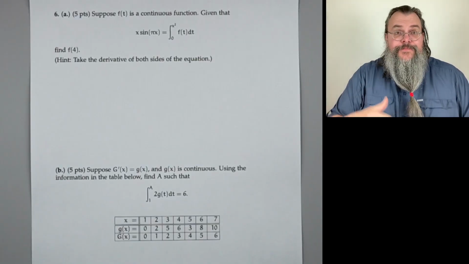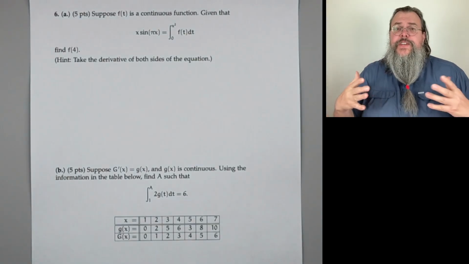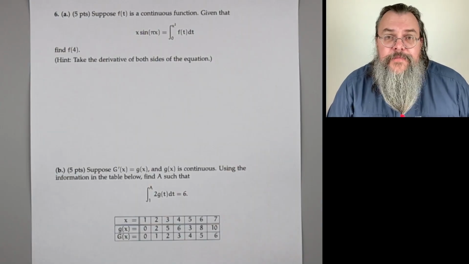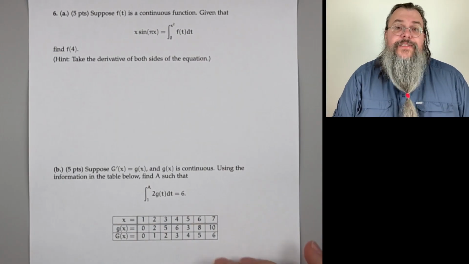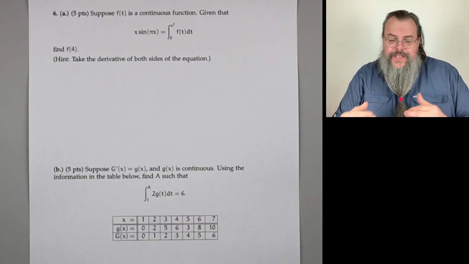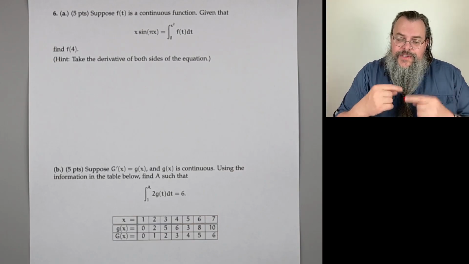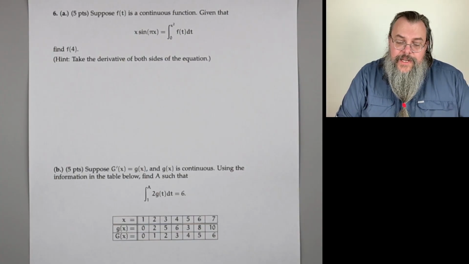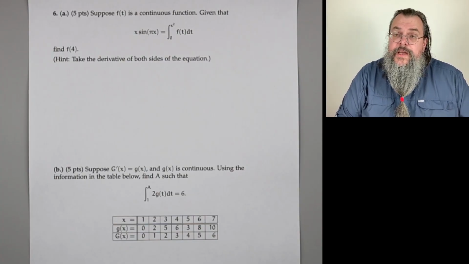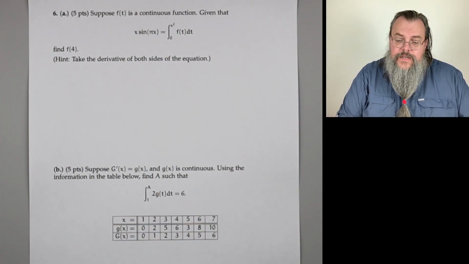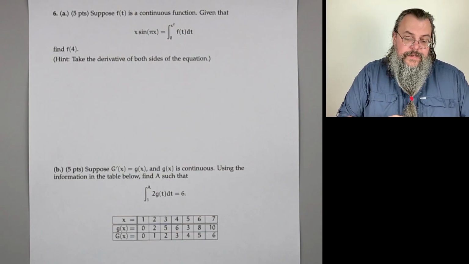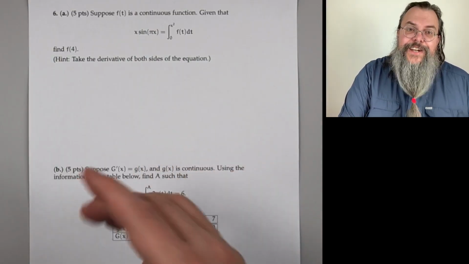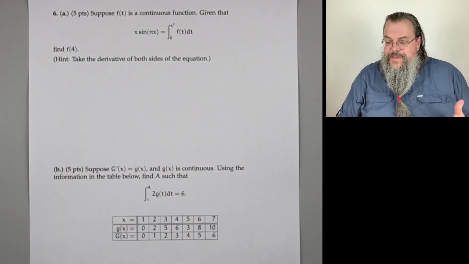Number 6. Suppose f of t is a continuous function. All right, I suppose it. Good. Given that x sine of pi x is equal to the integral from 0 to x squared of f of t dt, find f of 4. Now, our first reaction is, huh? And then our second reaction is, oh, there's a hint. Let's read the hint. Hint: take the derivative of both sides of the equation.